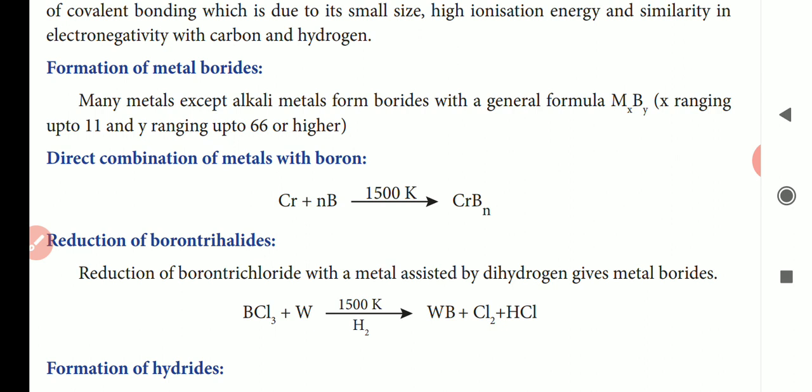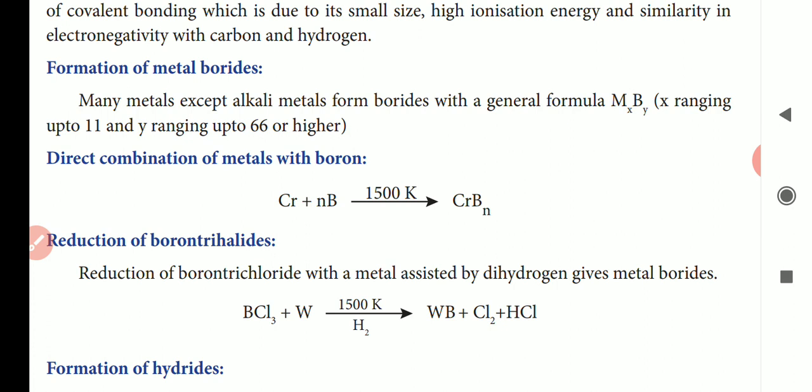Metal borides form by direct combination of metal with boron. Boron directly combines with chromium at 1500 Kelvin. At 1500 Kelvin, chromium boride can be produced. Listen here, metal borides can be produced this way.